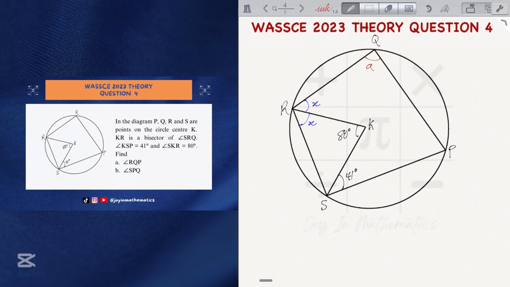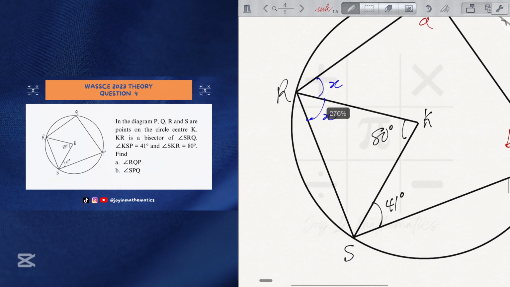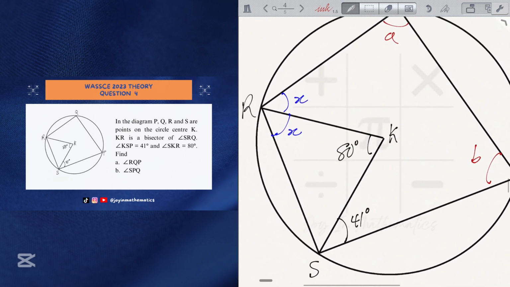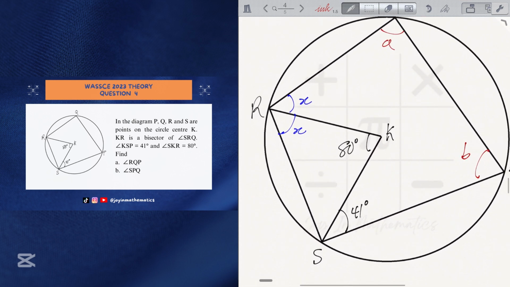An angle SPQ, which is this angle. Let's call it B. So this is a very interesting concept, and now let's solve together. If you look closely at this triangle, the triangle KRS, you will notice that this is the radius and also this is the radius. This gives us an isosceles triangle, and in an isosceles triangle the base angles are equal.